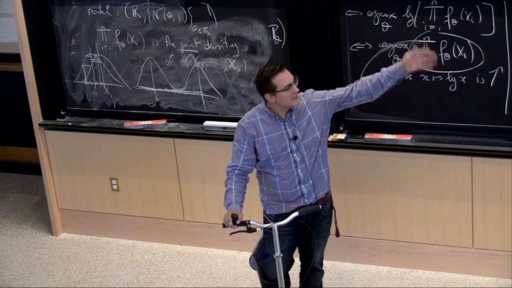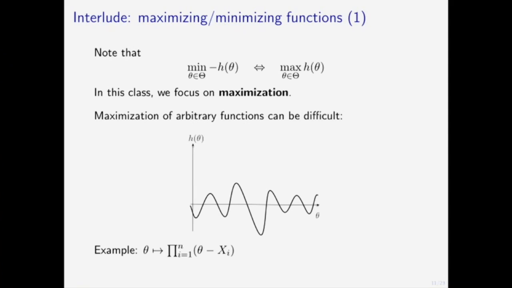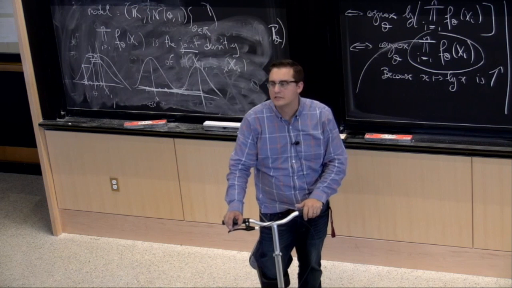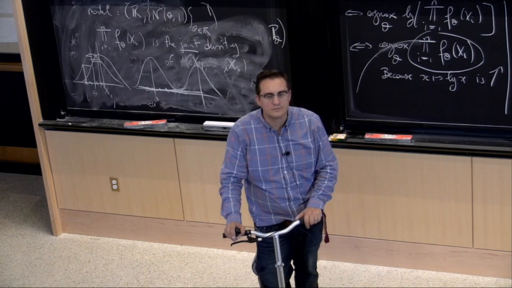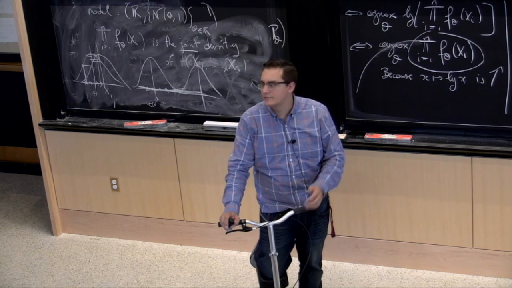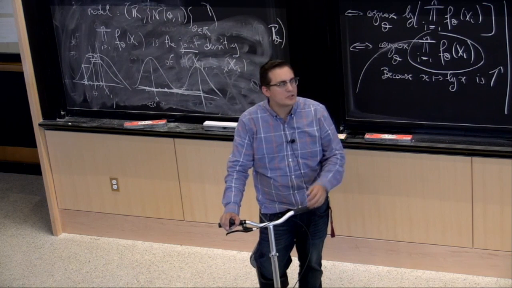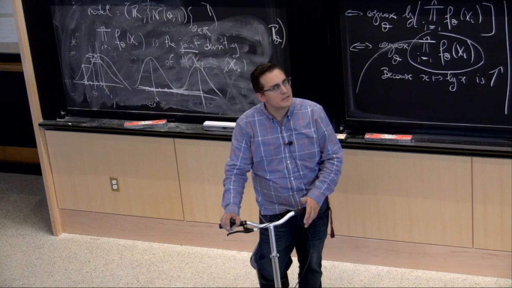Maximizing an arbitrary function can actually be fairly difficult. If I give you a function that has this weird shape, let's think of this polynomial, for example, and I wanted to find the maximum, how would you do it? What is the thing you've learned in calculus on how to maximize a function? Set the derivative equal to 0. Maybe you want to check the second derivative to make sure it's a maximum and not a minimum.